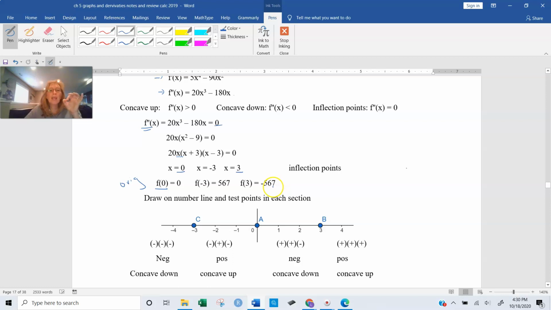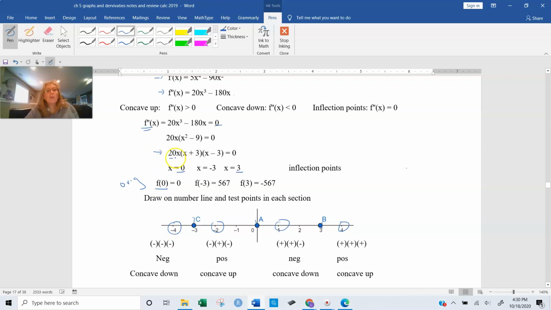Now I have to find concavity. So we go to our graph, just like before. I've got the negative 3, the 0, and the 3, and I have to pick points to check in between. So let's pick negative 4. It doesn't really matter, then negative 2, 1, and 4.